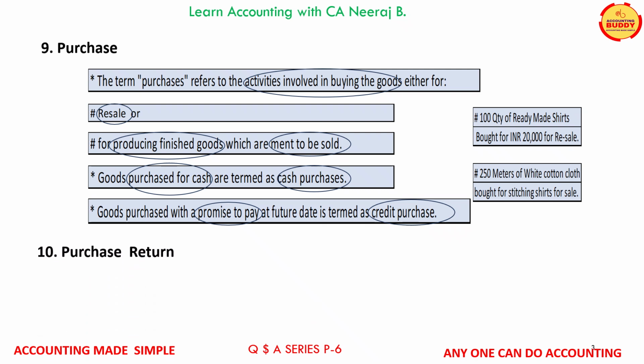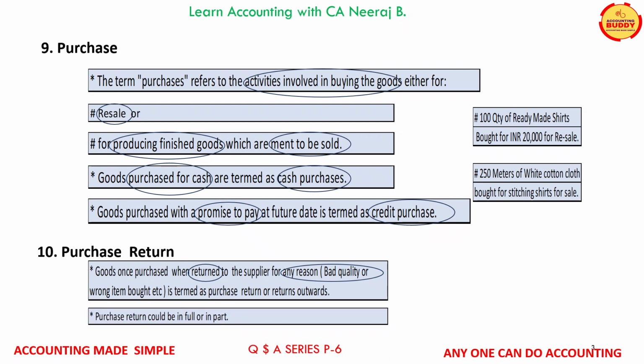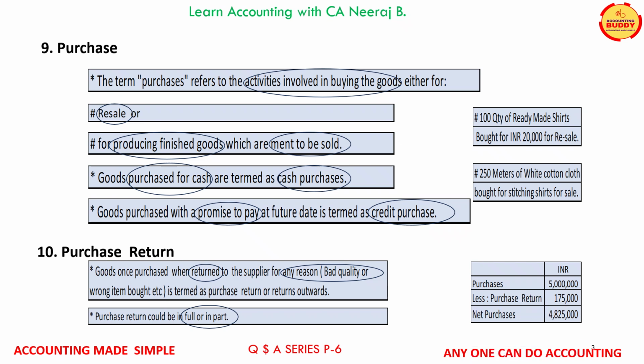Let us now understand the term purchase return. Goods once purchased when returned to the supplier for bad quality or for any other reason are termed as purchase return or return outward. Purchase return could be either in full or in part. For example, a business has bought goods for INR half a million and due to bad quality they returned the goods worth INR 175,000 to the supplier. Therefore, the net purchases of 4,825,000 will be reported in the financial records of the business.